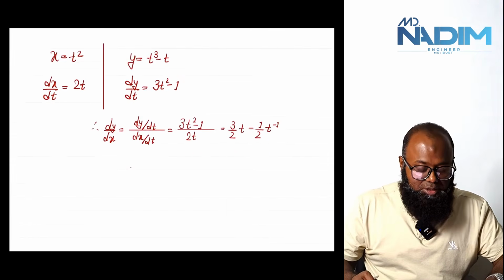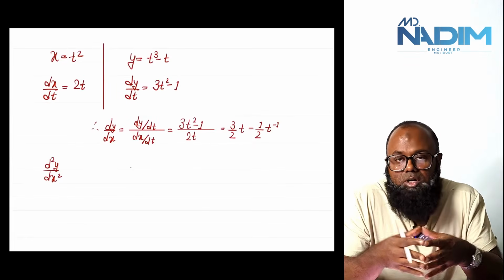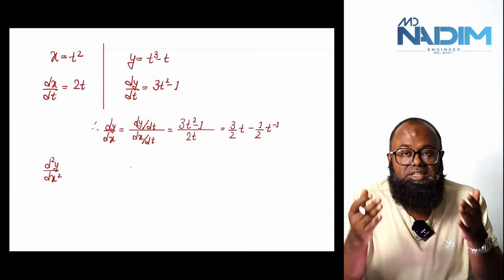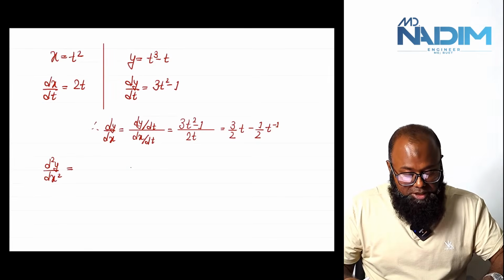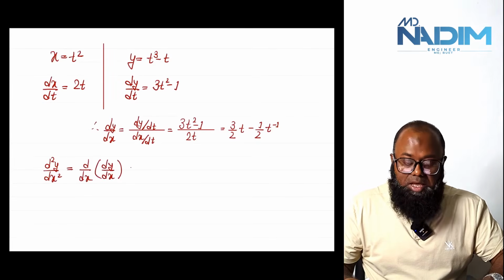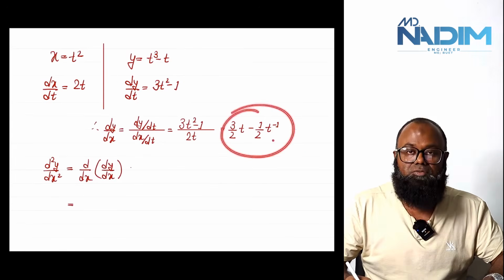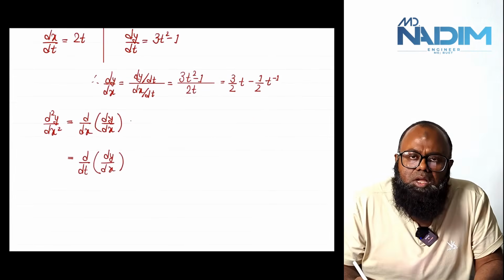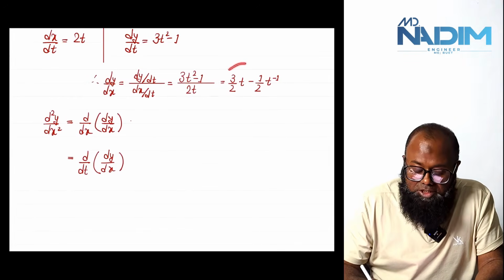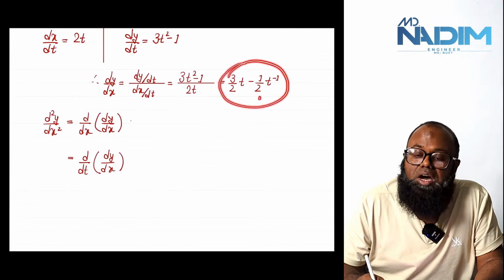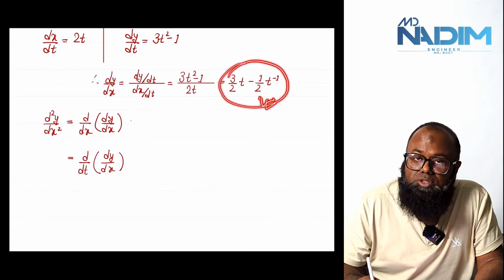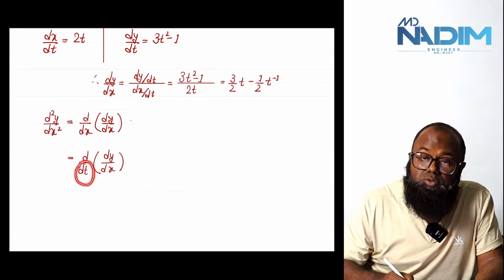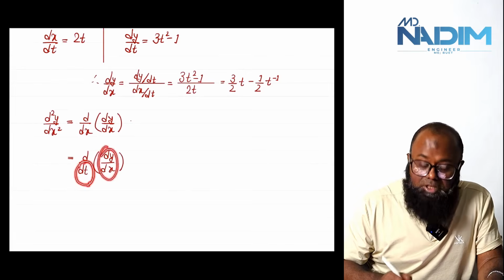Now, how to get the second derivative? What do you understand by d squared y by dx squared? This is simply d dx of the first derivative. And what is our first derivative? It is in terms of t. So it would be d dx of the first derivative, that is dy by dx. Now, as you can see here, that dy by dx is in terms of t. So I need to differentiate this expression with respect to t, otherwise it cannot be done. So I am differentiating the first derivative with respect to t.